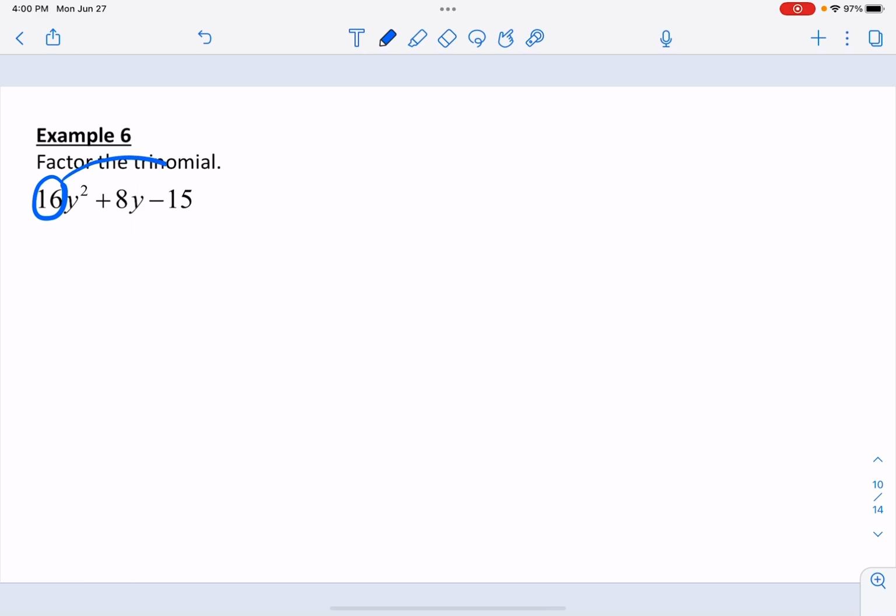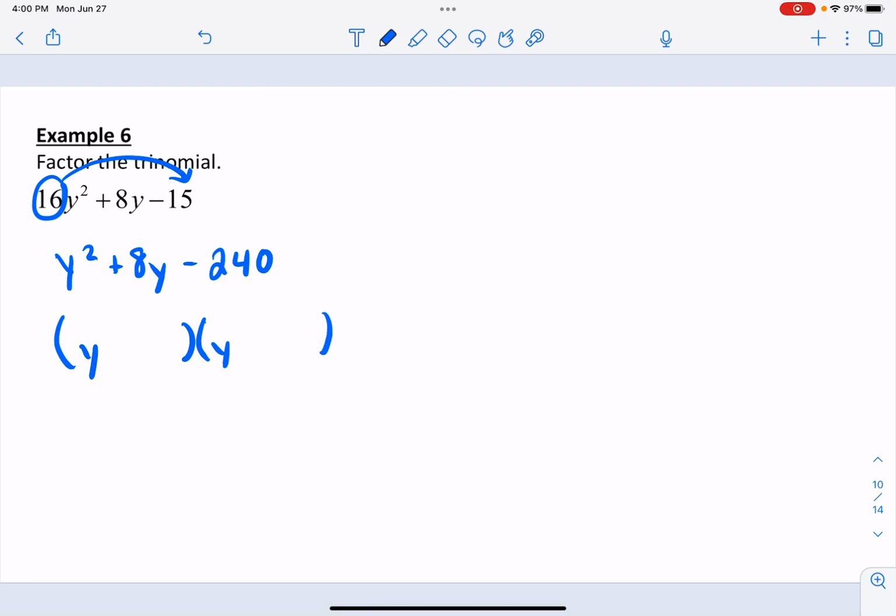I take the 16, I multiply it to the 15. Ooh, I didn't do this one ahead of time. So I have 16 times 15. So now I start looking at factors of 240. So 240. I'm going to have to keep guessing here.